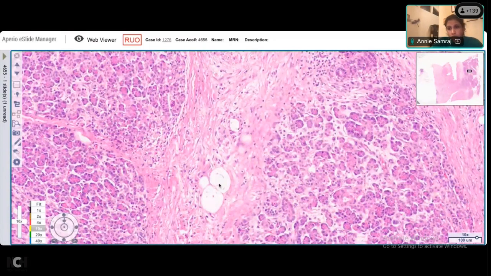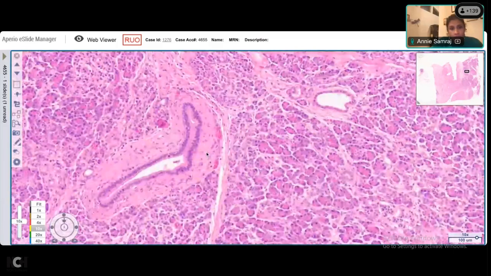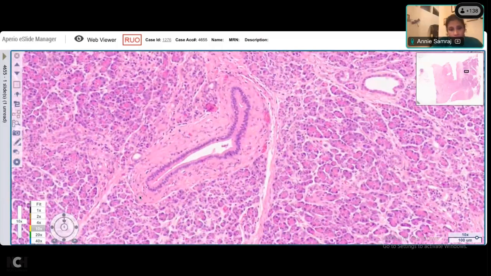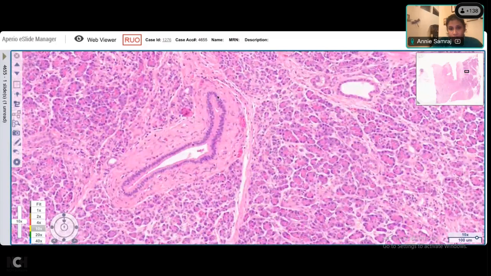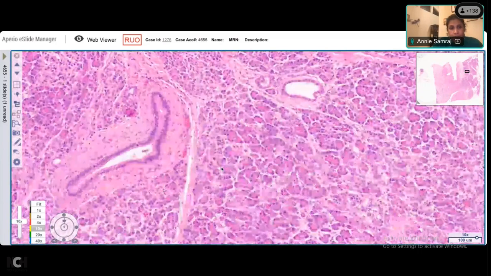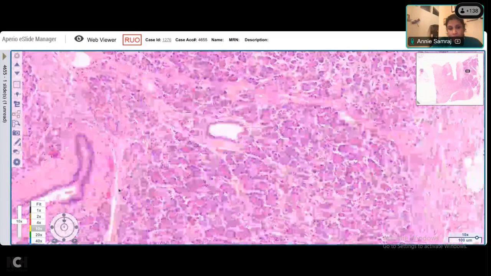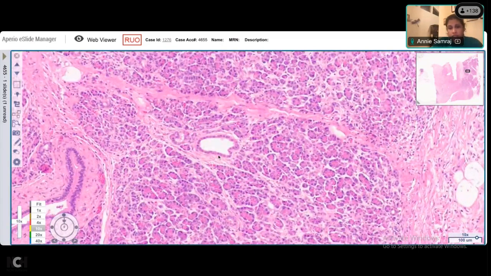When we take a closer look at this duct right here, this is one of the larger ducts, and it's lined by a columnar, mucinous epithelium, and we have nice orderly nuclei and a prominent collagen layer. And then when you compare it with this duct right here, this is an intercalated duct, and this does not have mucinous cytoplasm, this does not have a collagen layer, so this is the smallest unit of the duct system.